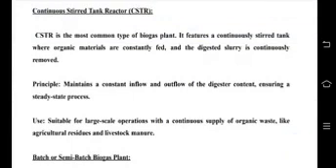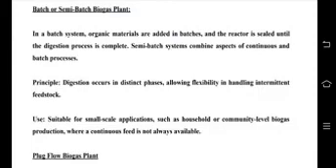It is suitable for large scale operations with a continuous supply of organic waste like agricultural residues and livestock manure. This is the continuous stirred tank reactor which maintains a steady state during biogas production. Next one is a batch or semi-batch biogas plant.